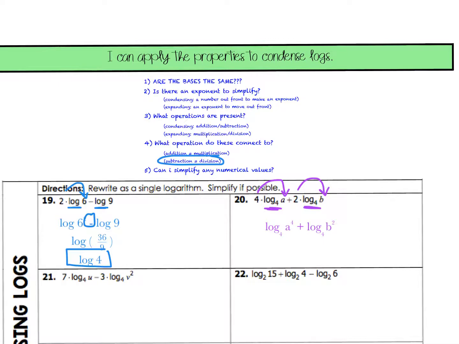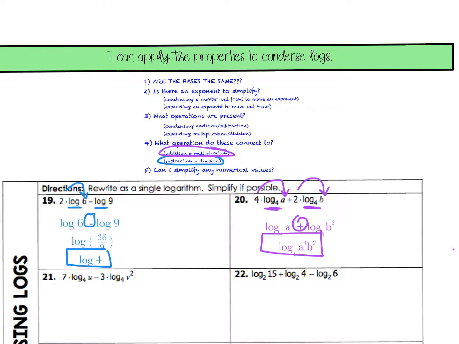Well, I notice that I have addition. So what does addition connect to? Addition connects to multiplication. So I'm going to rewrite that in one single log using multiplication. And I end up with log base 4 of a to the 4th, b to the 2nd, because I can't combine those any further. Now you may see these with parentheses, just showing that the whole log base 4 is that piece, but this is also a sufficient answer.